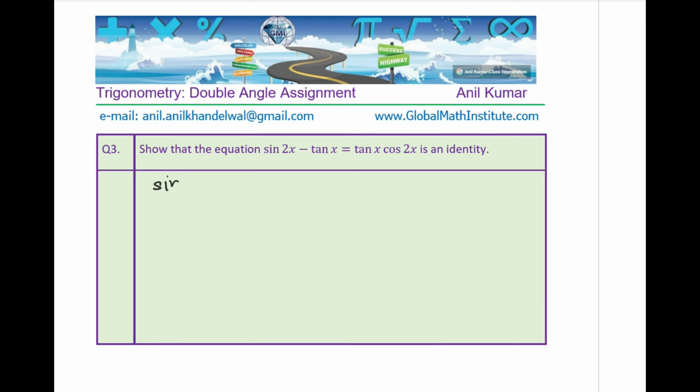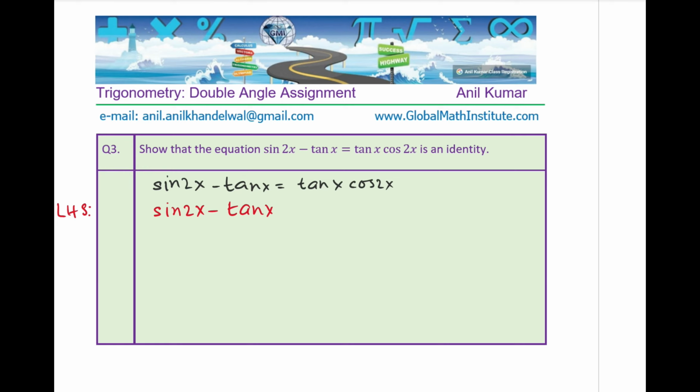So we have sin 2x minus tan x. We need to prove this left side is equal to the right hand side, which is tan x cos 2x. So to prove an identity, we can begin from one side. So let's begin from left hand side. And the left hand side given to us is sin 2x minus tan x.